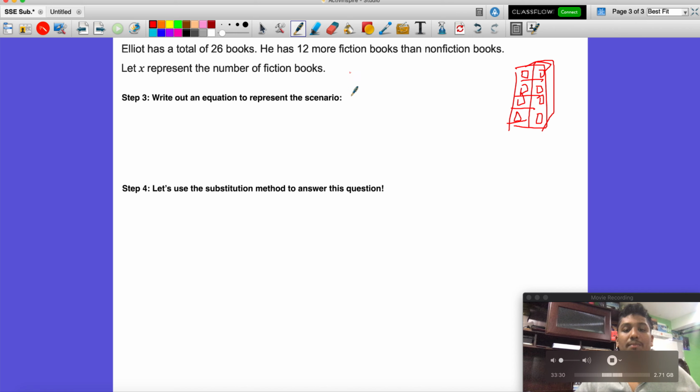All right, how many books are there? Well, it says there's a total of 26. So I'm going to write equals the total number of books. So on this side of my equal sign, this represents the total number of books. And what are those books made up of? Well, they're made out of fiction and nonfiction. When I add them up, I get the total number of books. That makes sense, right? If I add up the total number of fiction and the total number of nonfiction, I'll get the total number of books on that bookshelf.